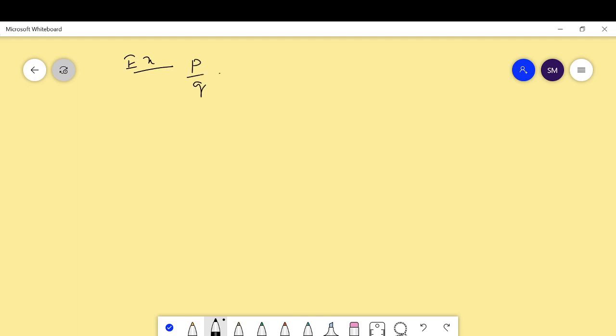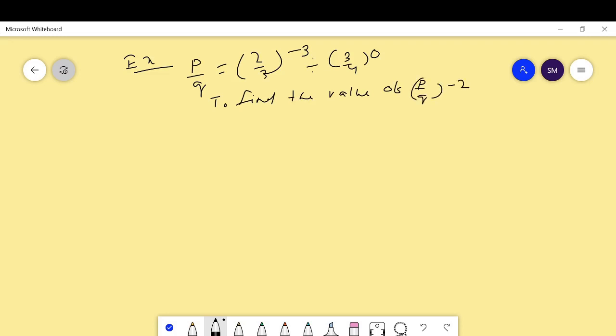Here the question is: p by q is given as 2 by 3 to the power minus 3 divide 3 by 4 to the power 0. Then find the value of p by q to the power minus 2. Let us take here p upon q is equal to 2 by 3 to the power minus 3 divide 3 by 4 to the power 0.